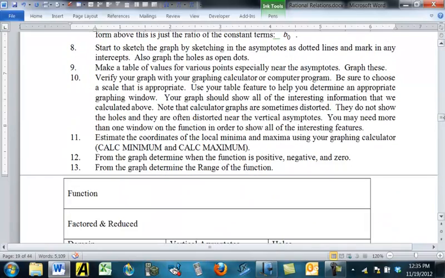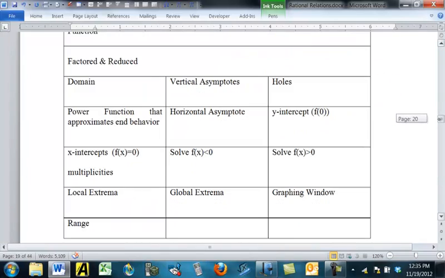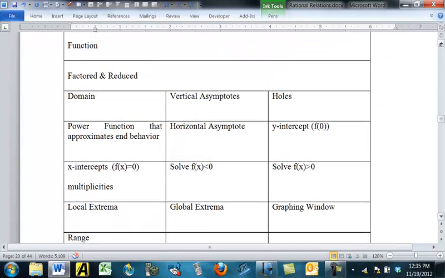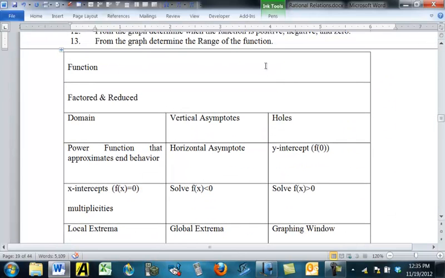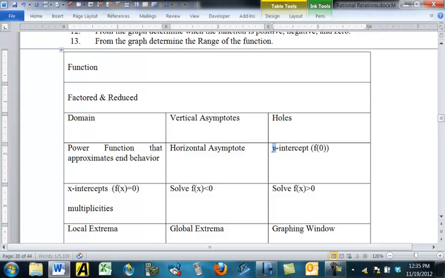And here is sort of a template for looking at functions. You can write the original formula here, the factored reduced version here, write down what the domain, the vertical asymptotes or holes are, the power function that approximates the end behavior, horizontal asymptote, the y-intercept here, okay, the x-intercepts here, and maybe their multiplicities.